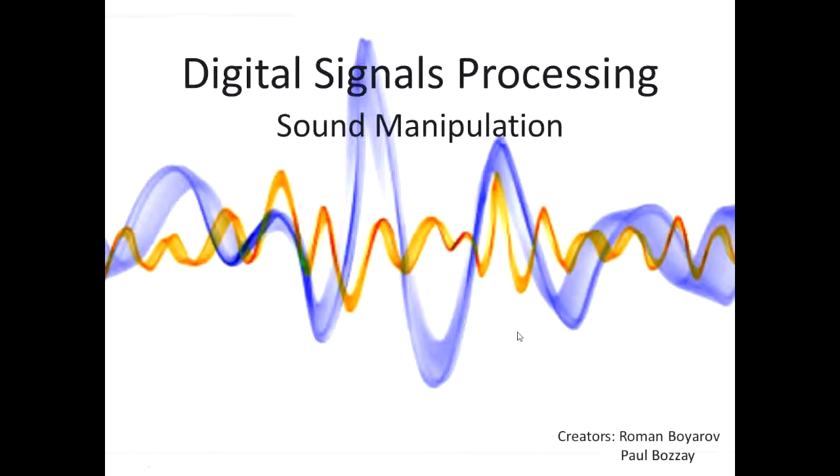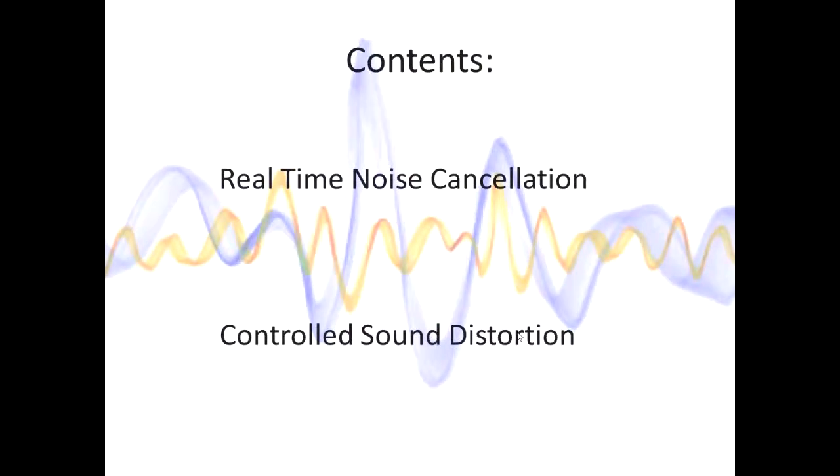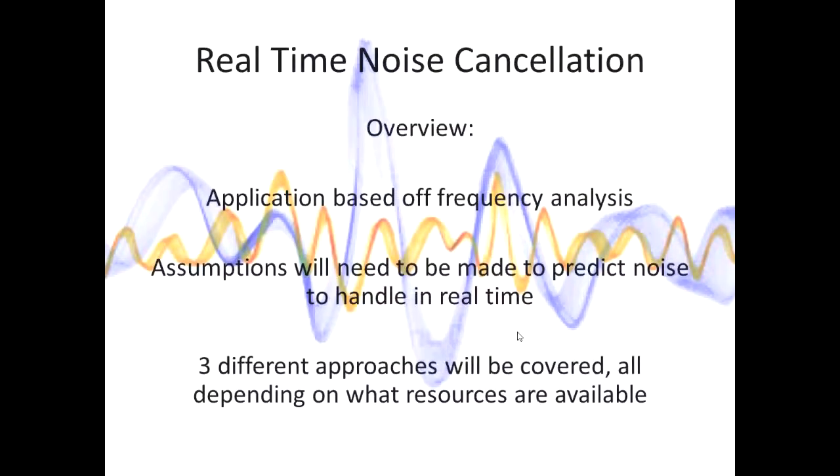This video is going to cover a topic under digital signal processing, considered sound manipulation. We're going to be looking at two different subtopics, real-time noise cancellation and controlled sound distortion. In a basic overview of real-time noise cancellation, the applications we're going to be looking at are completely frequency-based. So, looking at the frequency spectrum of the noise and sound coming in, trying to pick out the noise itself and cancel it in real time.